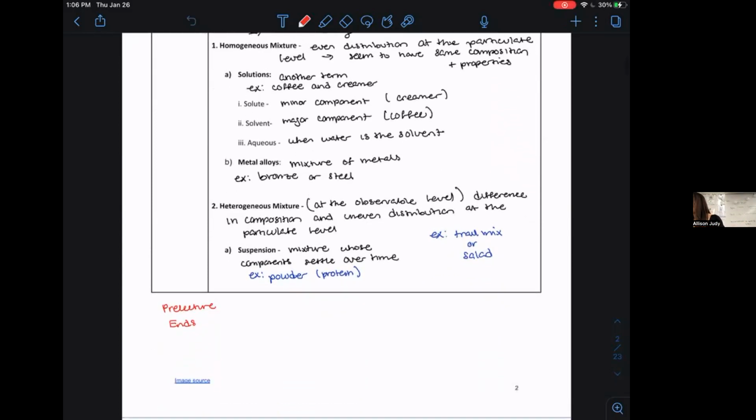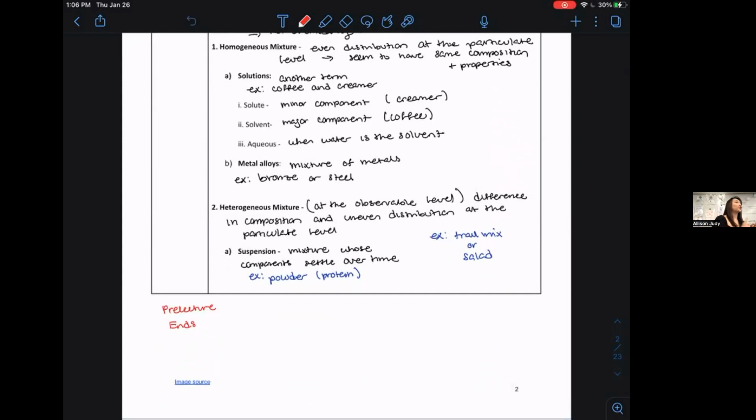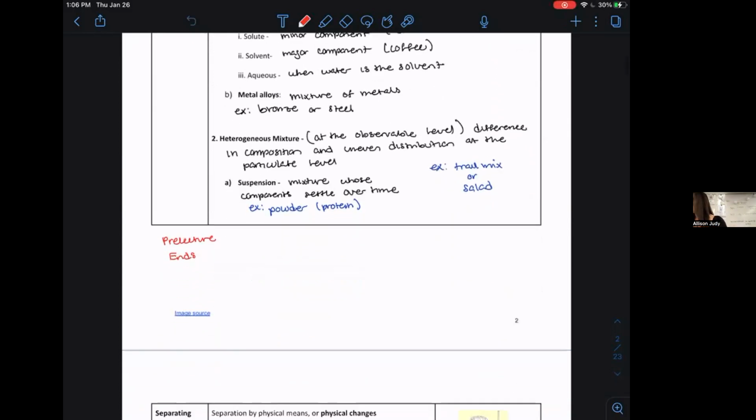The big idea here is solute and solvent terminology. Aqueous is super important, because most of your reactions will take place in an aqueous environment, a water solution environment. And that is so important that we include it in our chemical reaction notation because it's that significant. And then we have heterogeneous. Basically, if you see it and it looks different, it is.